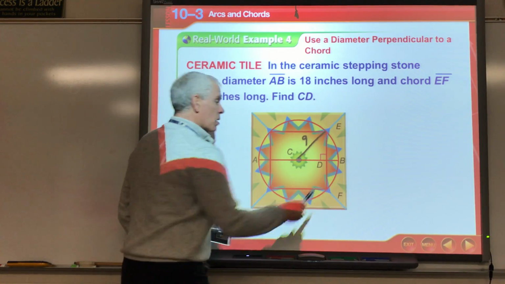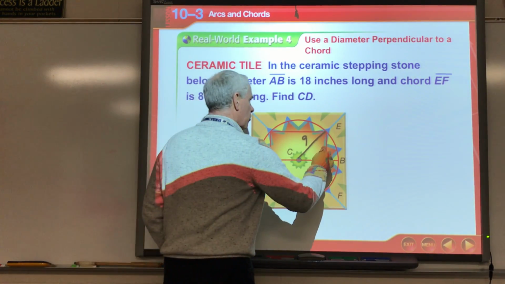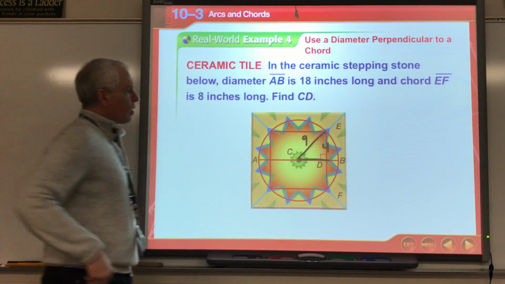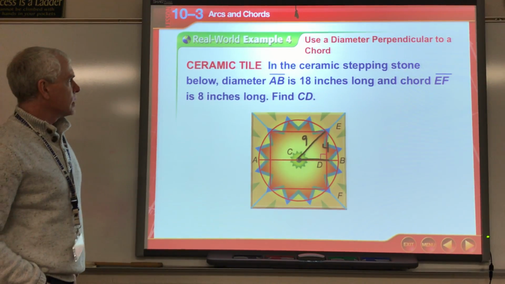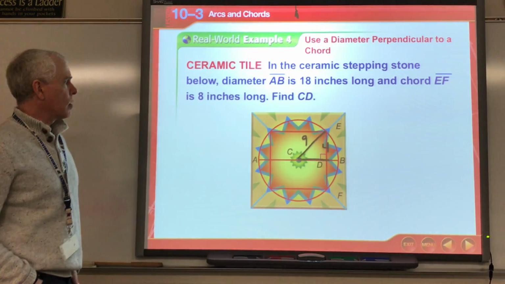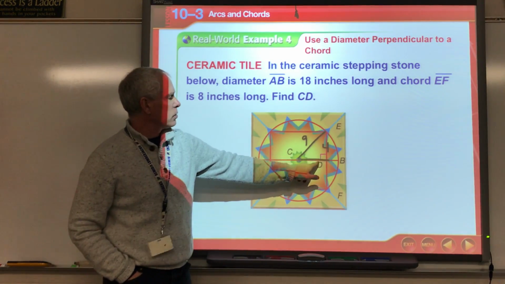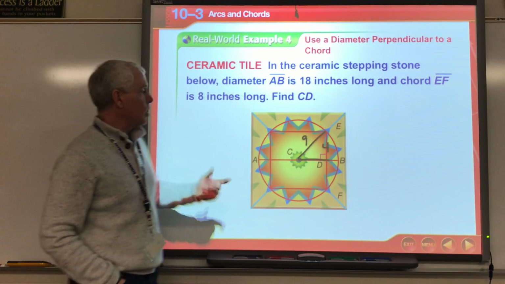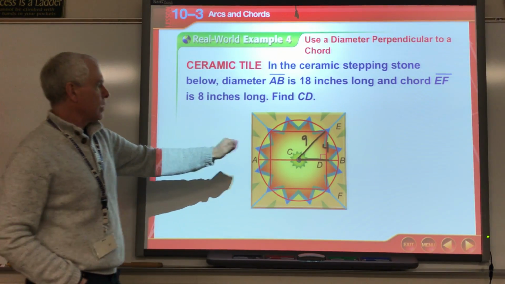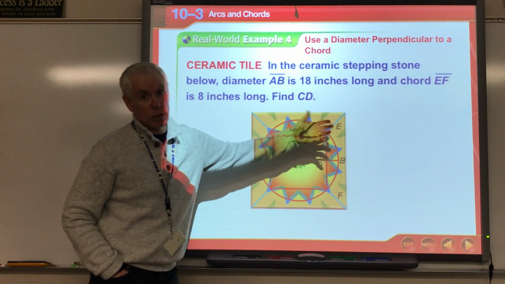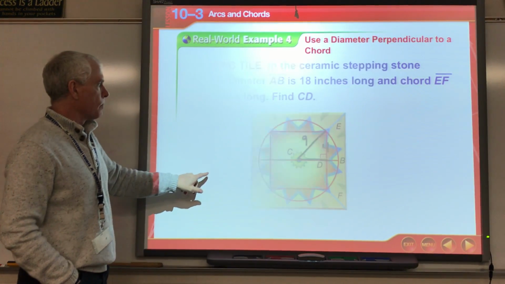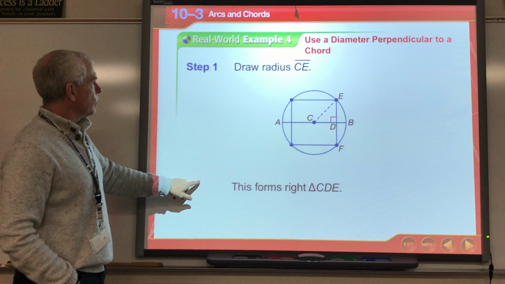Well, the diameter bisects that, which makes this 4 units long. Now I've got a right triangle. They're asking me to find CD, which is the length of the one missing side on that right triangle. So I can say that x squared plus 4 squared equals 9 squared. But you have to think about it a little bit differently to do that. You have to consider that as a radius, which it is, and use that information that the diameter is 18 to get that. So that's precisely what they're going to do here.